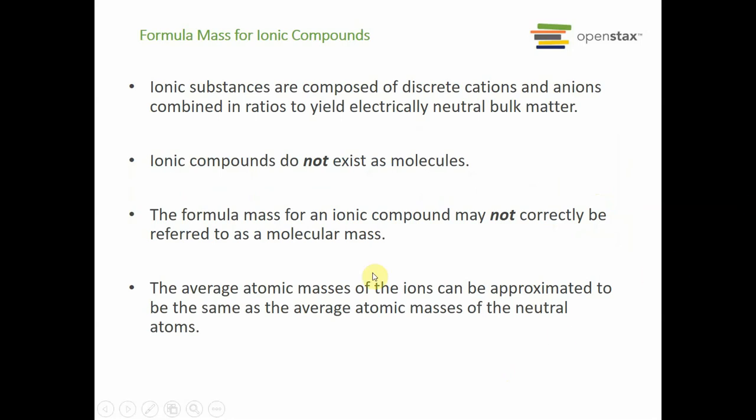Ionic substances are composed of discrete cations and anions combined in ratios to yield electrically neutral bulk matter. Ionic compounds do not exist as molecules. The formula mass for an ionic compound may not be correctly referred to as a molecular mass. The average atomic masses of the ions can be approximated to be the same as the average atomic masses of the neutral atoms.